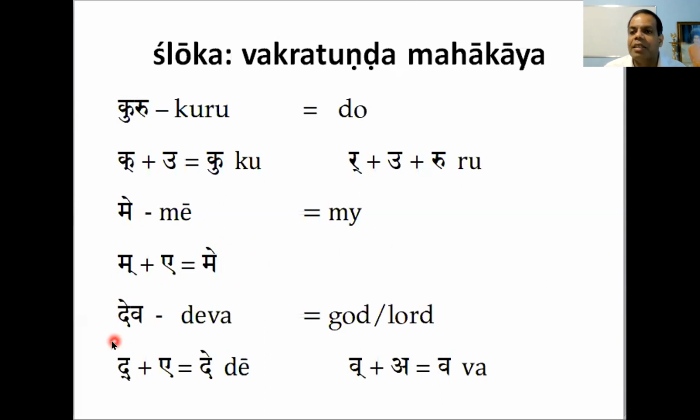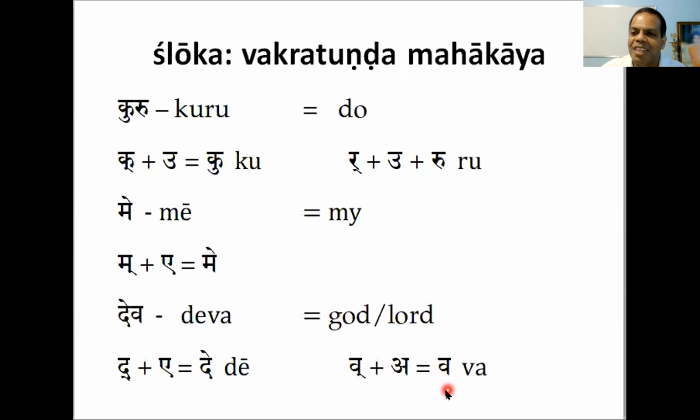The next word is Deva. Deva means Lord, God. The first letter is De, with plus A, De. Uv plus a, va. So nirvignam kuru. Nirvignam is obstacle free, make it happen. Nirvignam kuru means make sure that there are no obstacles.